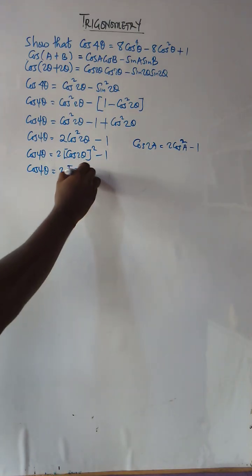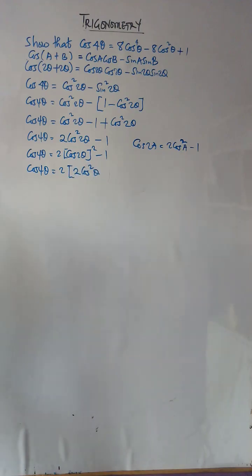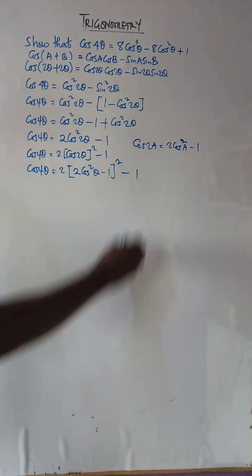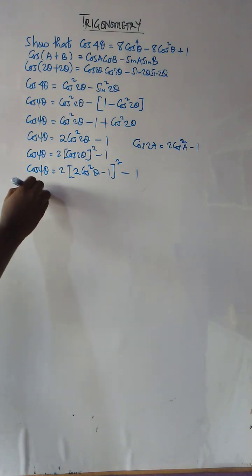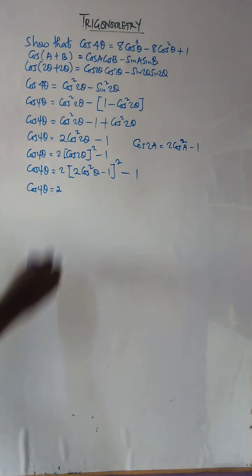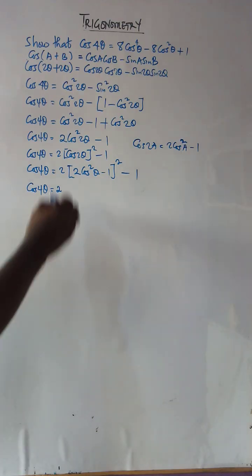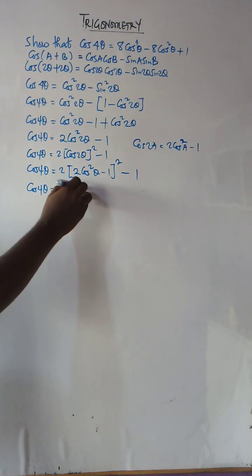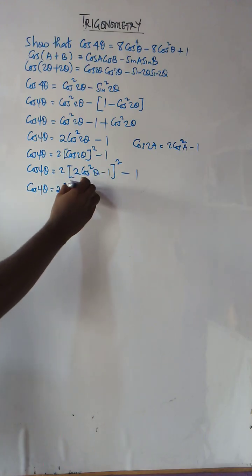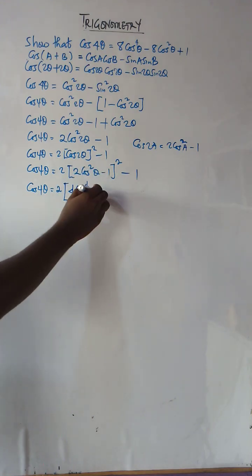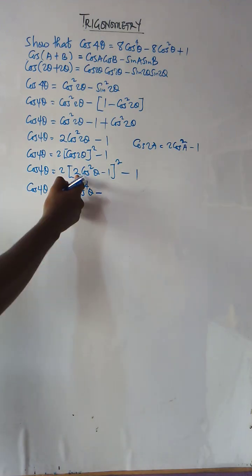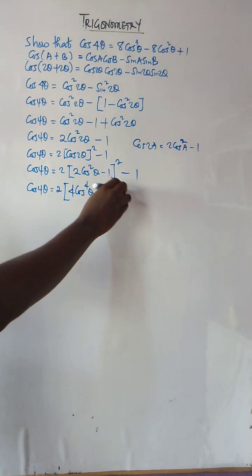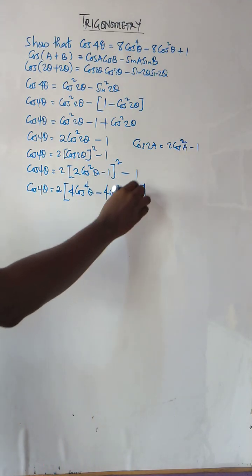That's 2 cos square theta minus 1. Then recall it has another square there, minus 1. So this is cos 4 theta equals 2. Now this is square of a difference, so let's square this. That's 4 cos to the power of 4. Square the first, minus twice their product. This times 1 is still this, then twice it is what? 4 cos square theta, plus square the second, 1, minus 1.